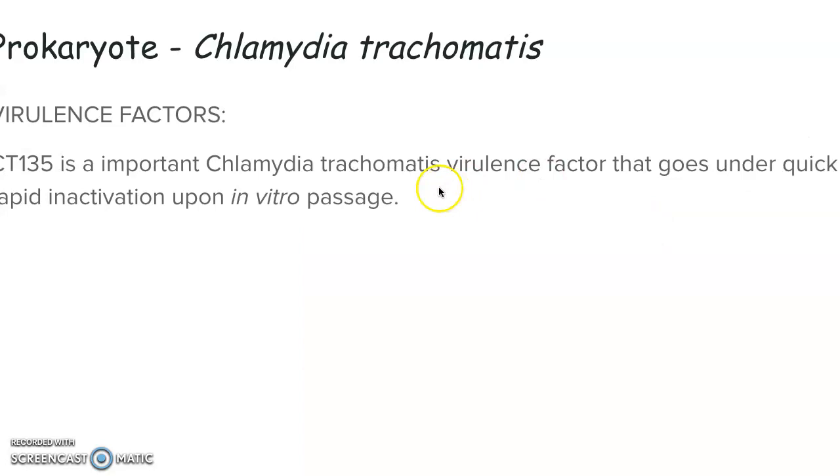So the virulence factors for this microbe: CT135 is an important Chlamydia trachomatis virulence factor that undergoes rapid inactivation upon in vitro passage. This microbe also lacks a peptidoglycan wall, and it has antigenic variation, which is a virulence factor. And its ability to multiply intracellularly in the infected cell is the key mechanism of virulence. The bacteria prevents fusion of the phagolysosome with cellular lysosomes, thereby preventing intracellular killing of bacteria by the host cell.